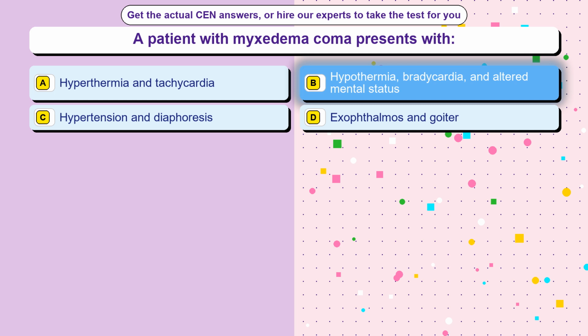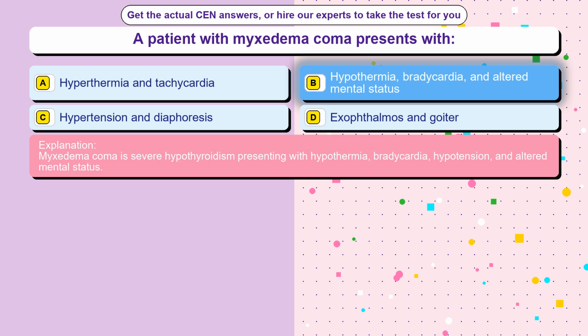The correct answer is option B, hypothermia, bradycardia, and altered mental status. Myxedema coma is severe hypothyroidism presenting with hypothermia, bradycardia, hypotension, and altered mental status.